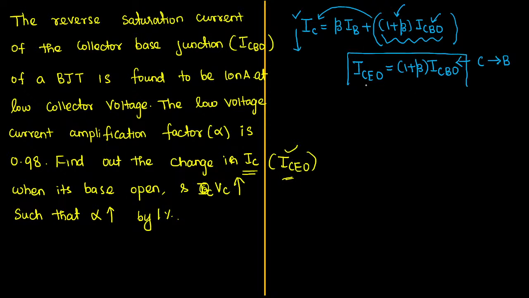In any exam, if the value of collector to emitter reverse saturation current is directly given, then you can also write this collector current IC equal to beta times of IB plus replace this overall current by ICEO.